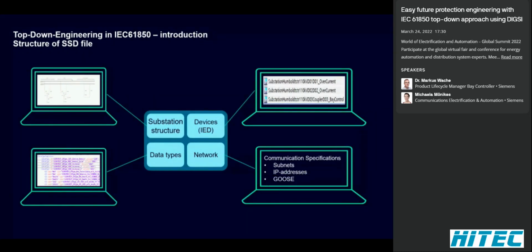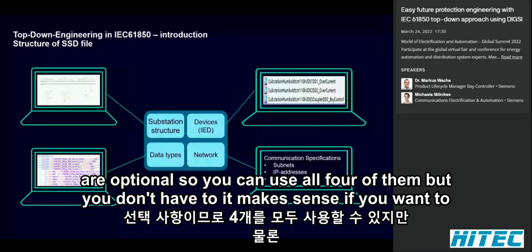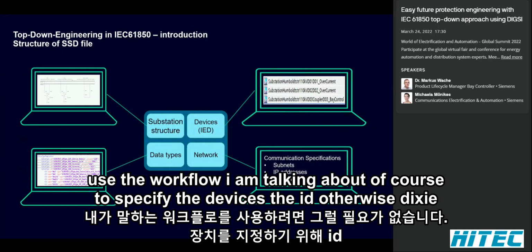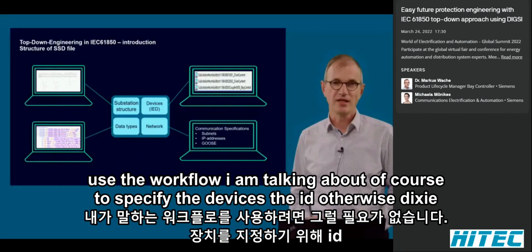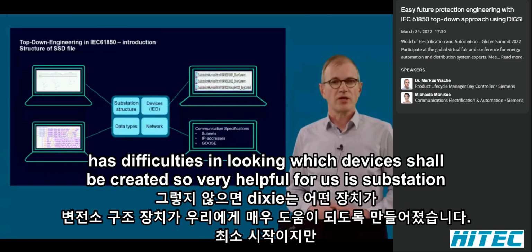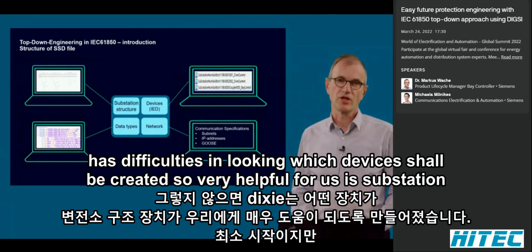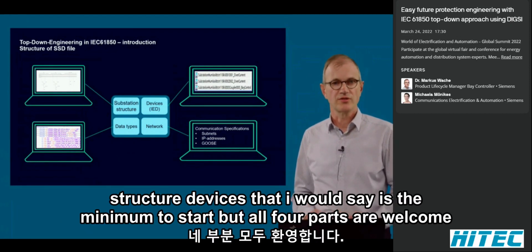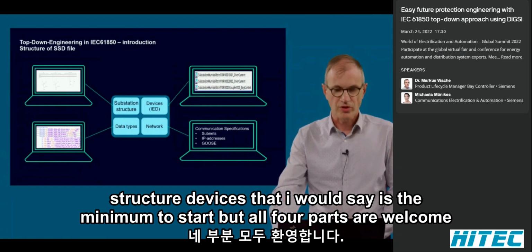These 4 parts are optional, so you can use all 4 of them, but you don't have to. If you want to use the workflow I am talking about, it makes sense, of course, to specify the devices, the IEDs. Otherwise, DIGSI has difficulties determining which devices shall be created. So very helpful for us are the substation structure and devices. That I would say is the minimum to start. But all 4 parts are welcome.